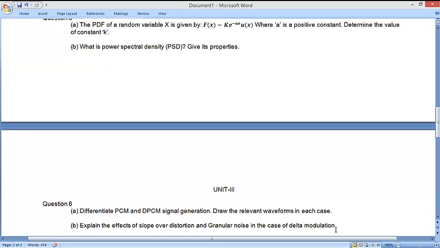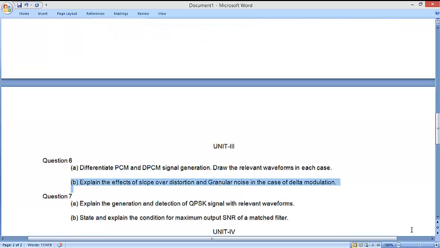Next part is, explain the effects of slope overload distortion and granular noise in the case of delta modulation. For this question, first of all you have to draw the slope overload distortion and granular noise in the case of delta modulation, and for each one you have to describe the effect. You can refer to the book for the same.